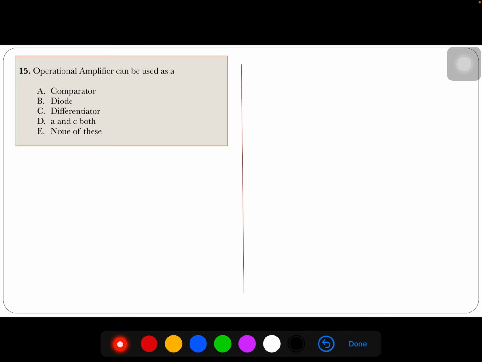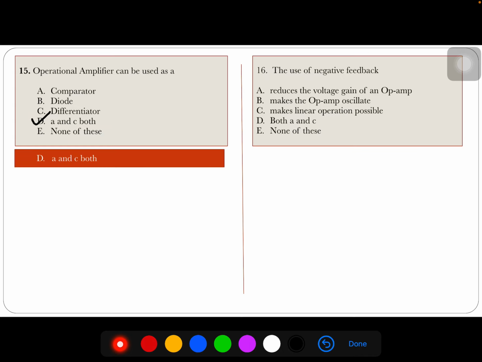Okay. Next question. Operational amplifier can be used as. So basically the applications of op-amp has been asked. It does not work as a diode, it works as a differentiator, and it also works as a comparator. Okay, so the correct option is D, that is both A and C. That means it can be used as a comparator and differentiator.